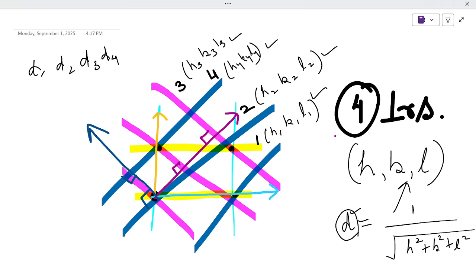Now on the perpendicular of the first plane, which was this yellow, I am marking a point at a distance. At what distance? At a distance 2 pi by d1. Why d1? Because I am talking about the first family of planes. So the interplanar distance was d1. So I will take the point at a distance 2 pi by d1. Say it is here.